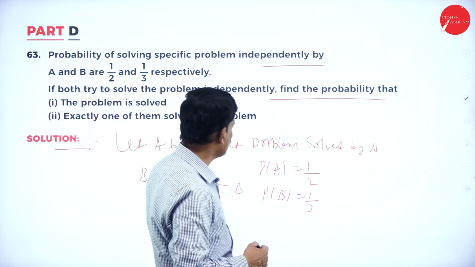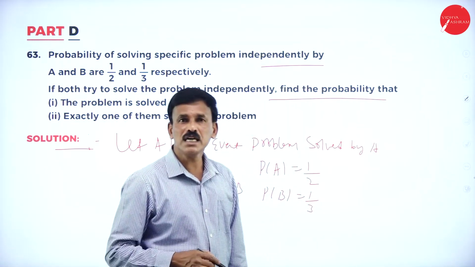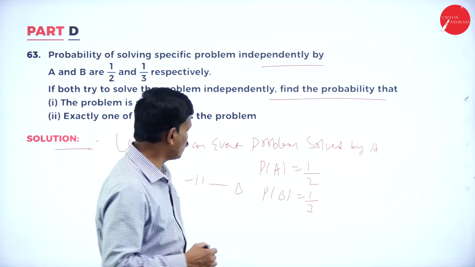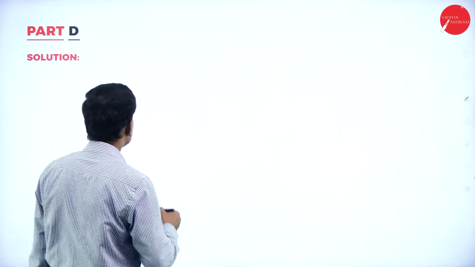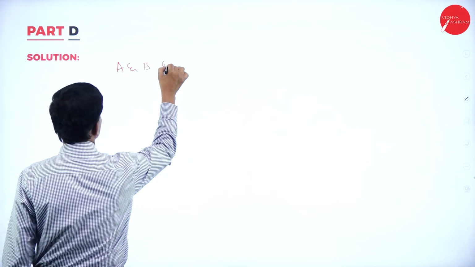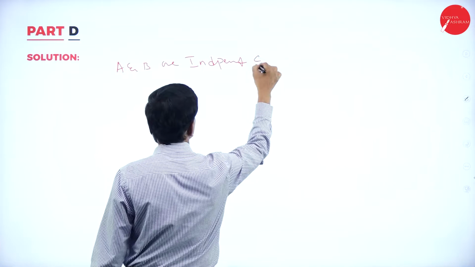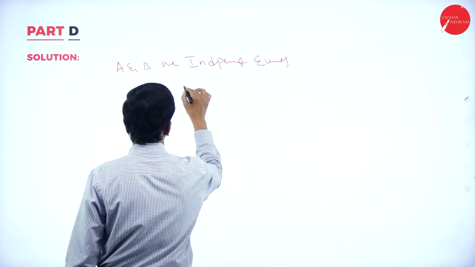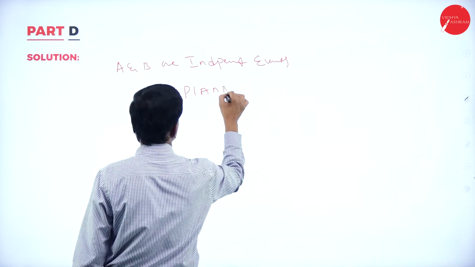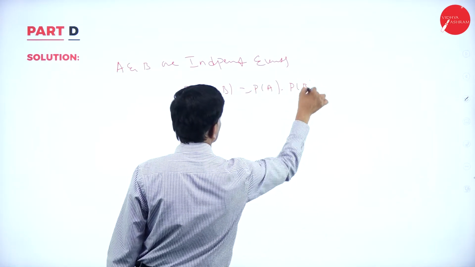So, P of A is 1 by 2 and P of B is 1 by 3. This is the given condition. Since A and B are independent events, therefore, probability of A intersection B is equal to probability of A into probability of B.